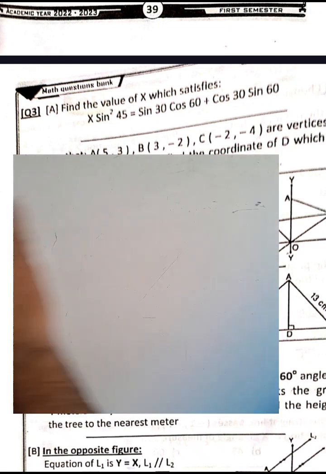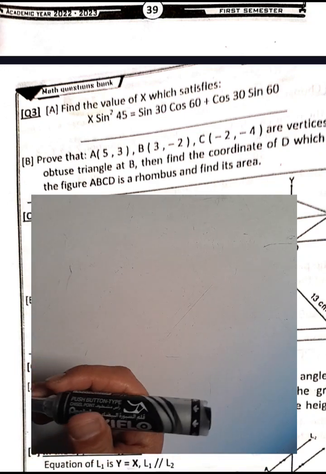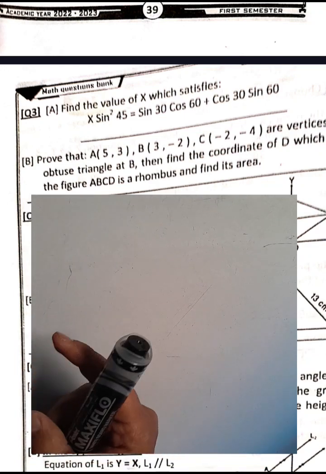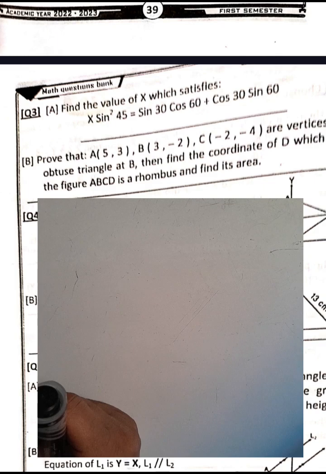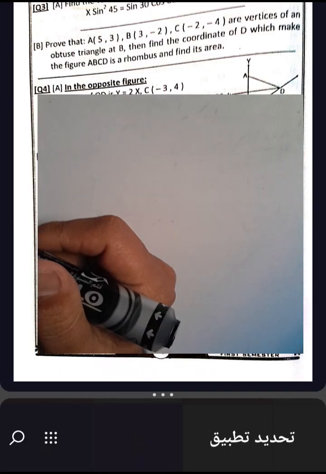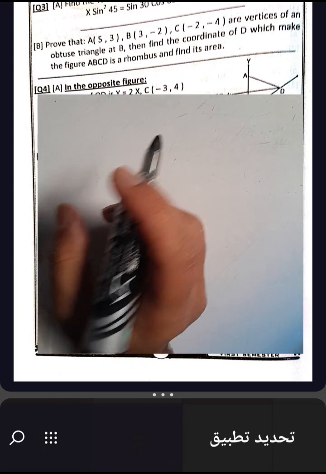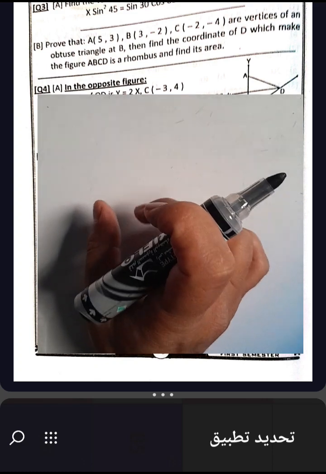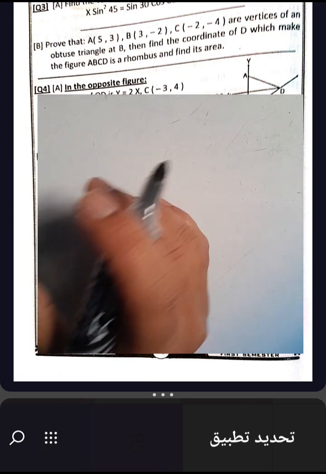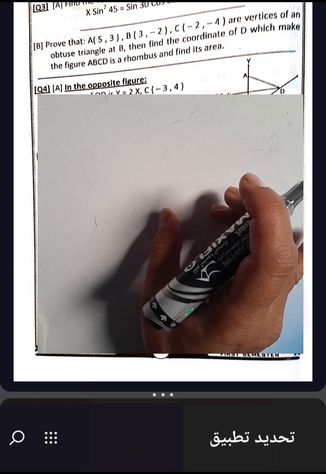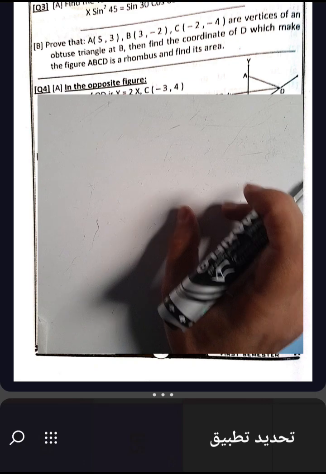Okay, next question here, question P. Prove that A, B, C are vertices with an obtuse angle at P. Then find the coordinates of D, which makes the figure ABCD a rhombus. You can prove that by finding the lengths of AB, BC and AC, and using the relation that the square of the longest side is greater than the sum of the squares of the two smaller sides.